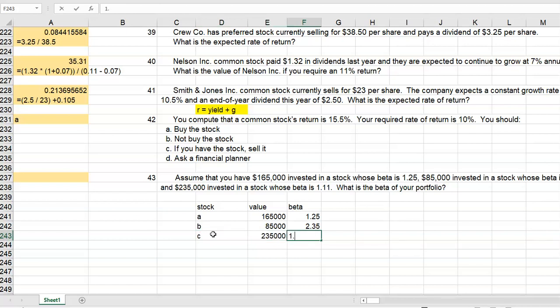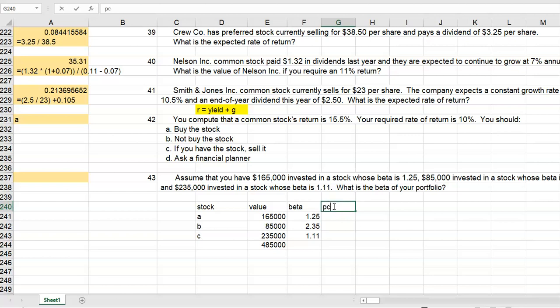Whose beta is 1.11. Now, before I do any calculations, the beta of this portfolio is not going to be less than 1.11, and it's not going to be greater than 2.35. I know it has to be in that range. The beta of my portfolio can't be bigger than the biggest beta or less than the smallest of the betas in these. How do I calculate that? Well, first what I need to do is see how much is total in my portfolio. My portfolio, add these guys up, $485,000.